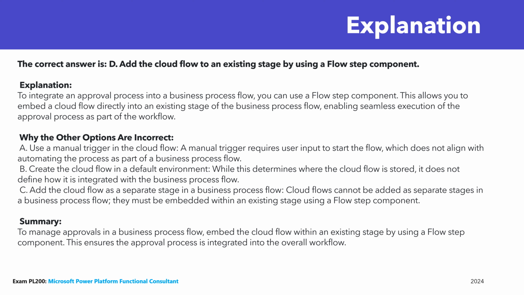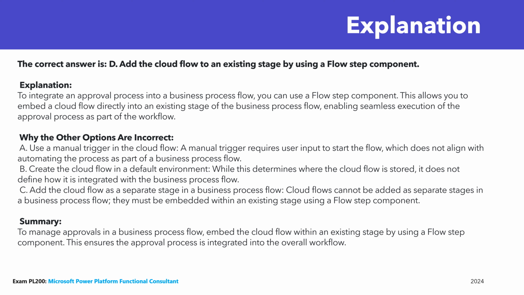Why the other options are incorrect? A. Use a manual trigger in the cloud flow. A manual trigger requires user input to start the flow, which does not align with automating the process as part of a business process flow. B. Create the cloud flow in a default environment. While this determines where the cloud flow is stored, it does not define how it is integrated with the business process flow. C. Add the cloud flow as a separate stage in a business process flow. Cloud flows cannot be added as separate stages in a business process flow. They must be embedded within an existing stage using a flow step component.